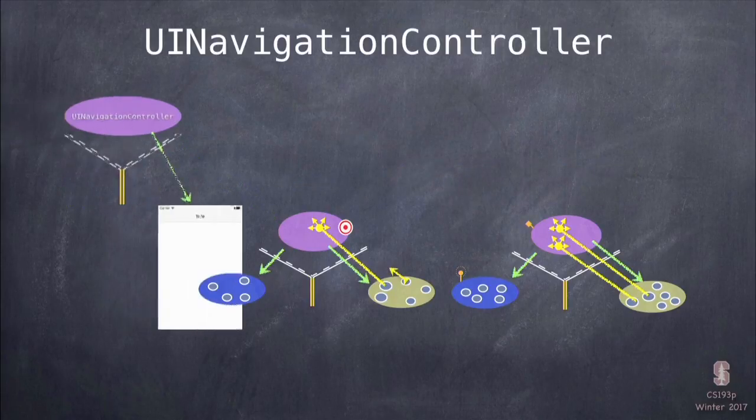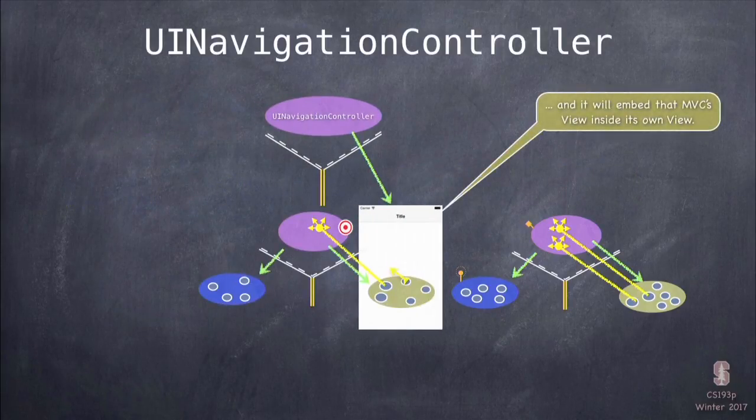And as soon as you do that, as soon as you set that, it's going to take that MVC's view and put it in its view with that little gray bar, and it's going to ask its navigation item for the title and get the title, right? Perfect sense. It's super simple.